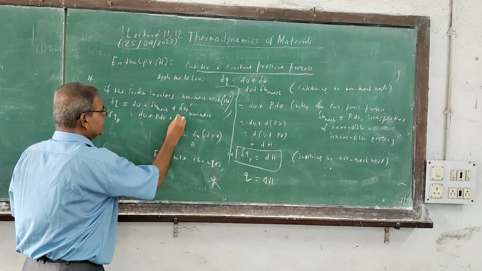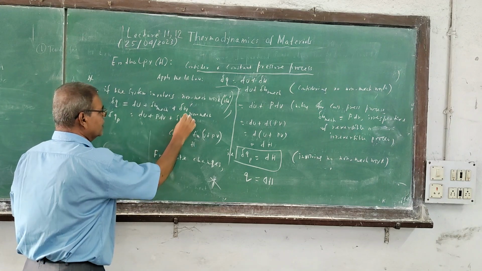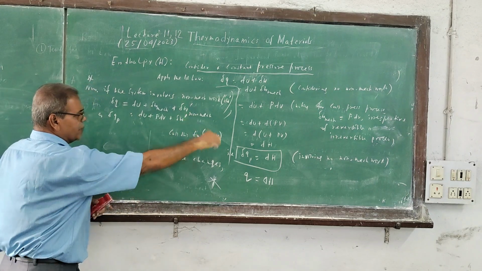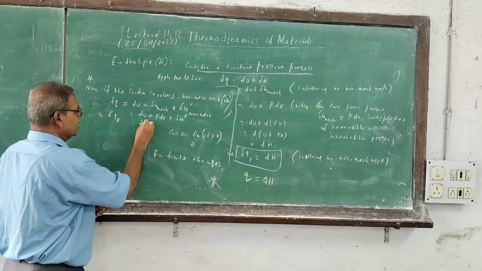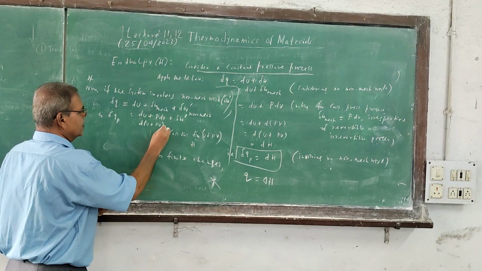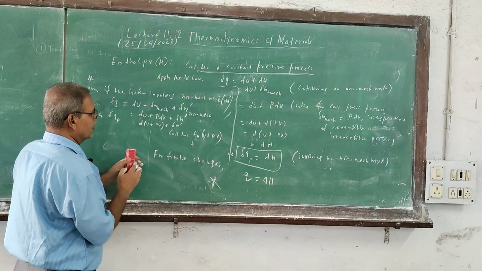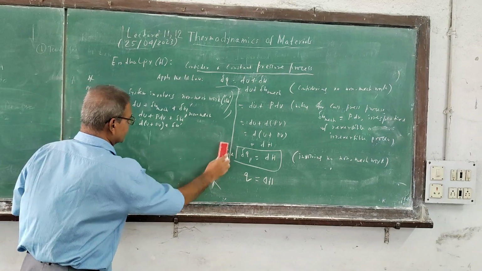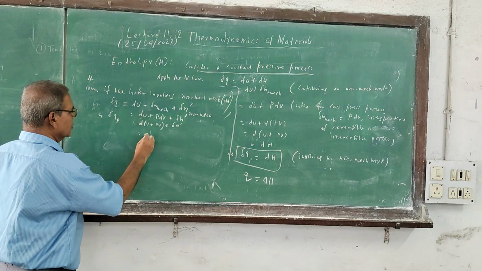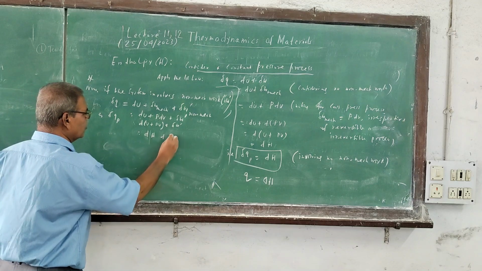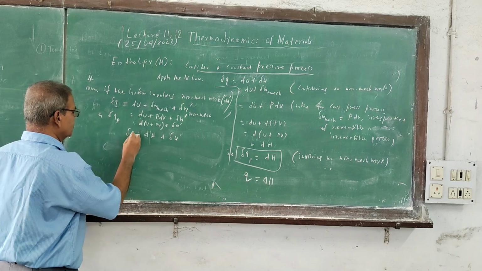P dV plus dw prime. What is this? Tell me. Same way, repeat. dU plus P dV plus dw prime. Remove all these things. What is it? dH plus dw prime, which is dq.